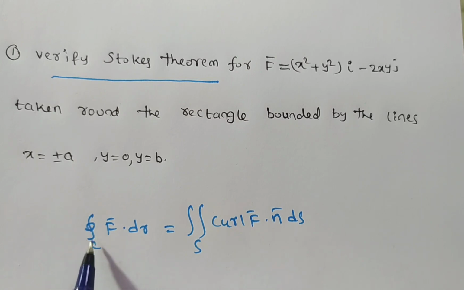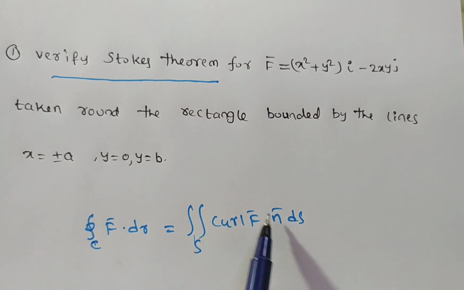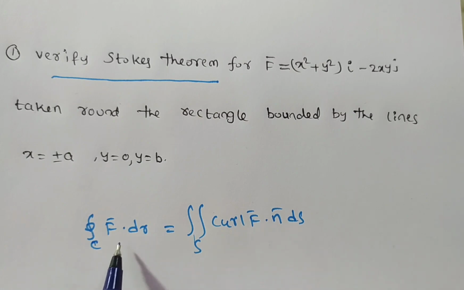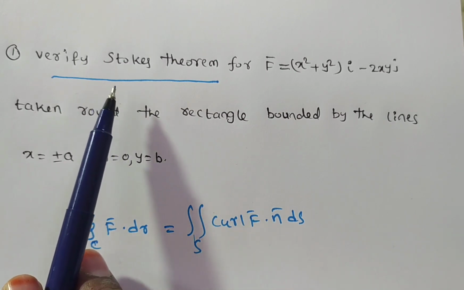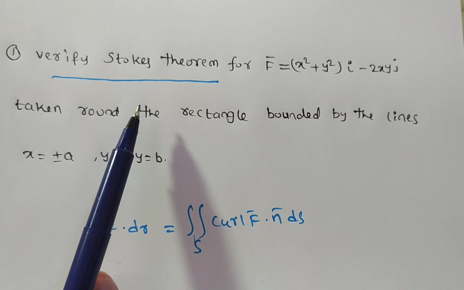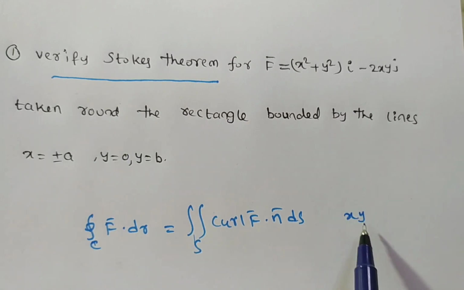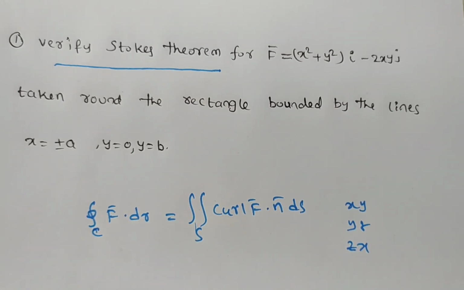LHS, you observe, is along only the curve they are given, so it is a line integral, and the right side is along the surface, that is, a double integral type surface integral. So the relation between line and surface integral is called Stokes theorem. Moreover, while doing Stokes theorem, we won't take the third coordinate. Either we take the xy plane, yz plane or zx plane only. Right, now here we are verifying the Stokes theorem for f bar.